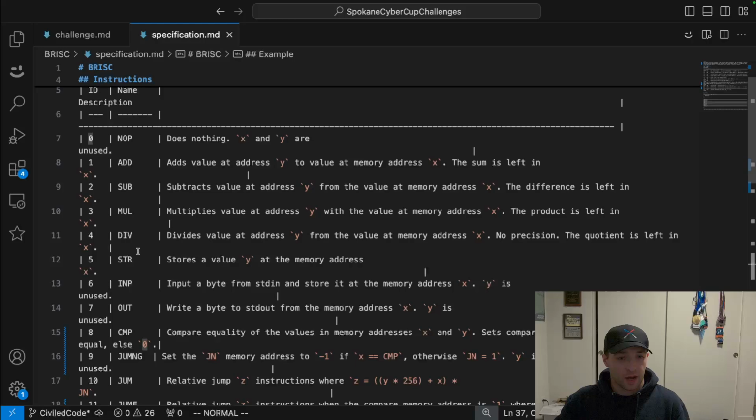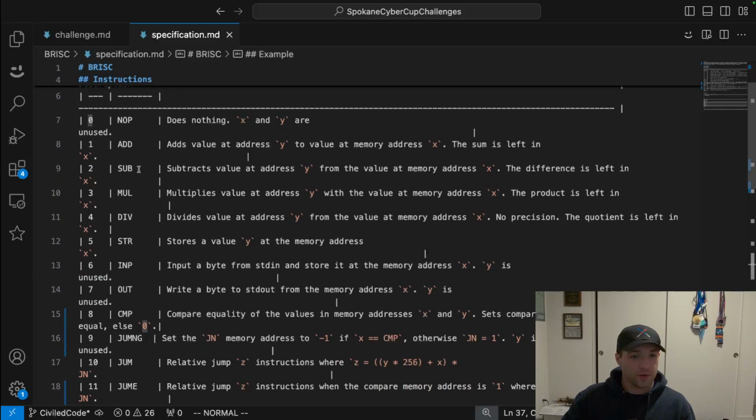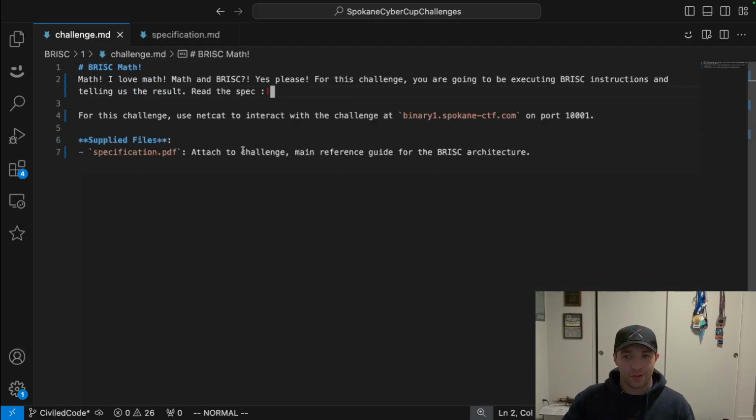Now we have an idea of how this works. We have an instruction that does a particular thing. Most things operate on memory addresses besides store, which has the immediate value. And we can read the instructions. So the first challenge is just BRISC math. I love math. Math in BRISC, yes please. For this challenge, you're going to be executing basic BRISC instructions yourself. So read the spec. This challenge requires you to interact with netcat in order to do this. So the goal is to make sure that the student understands how to read this architecture that Josh created.